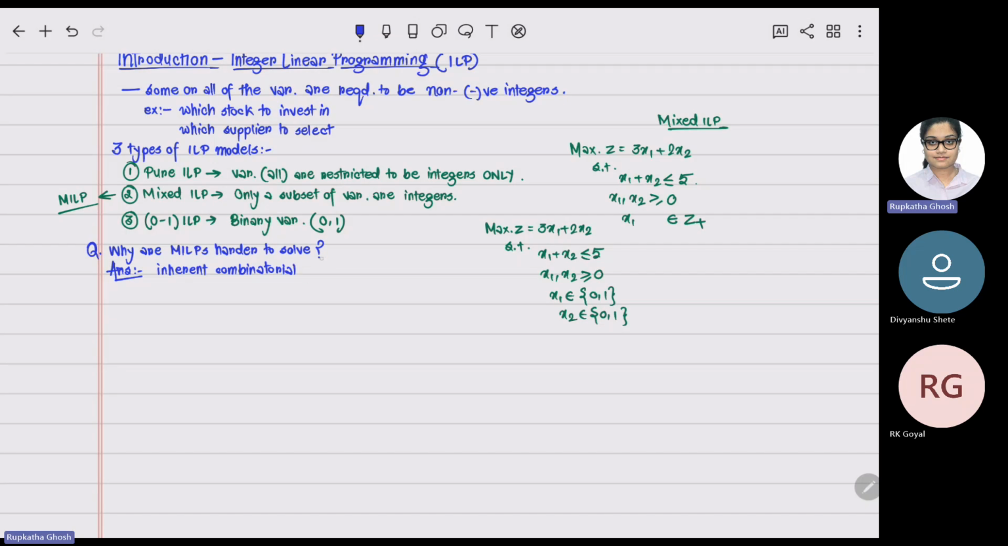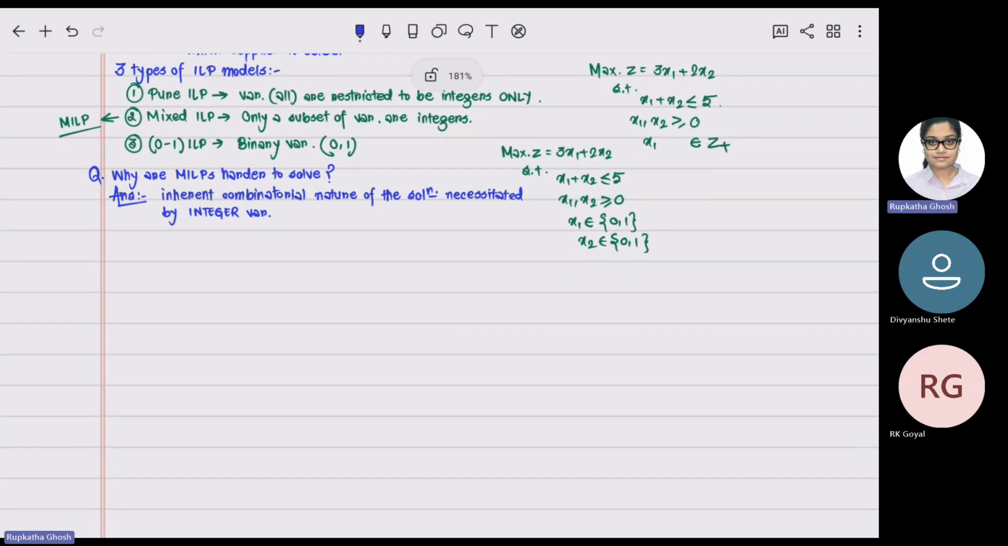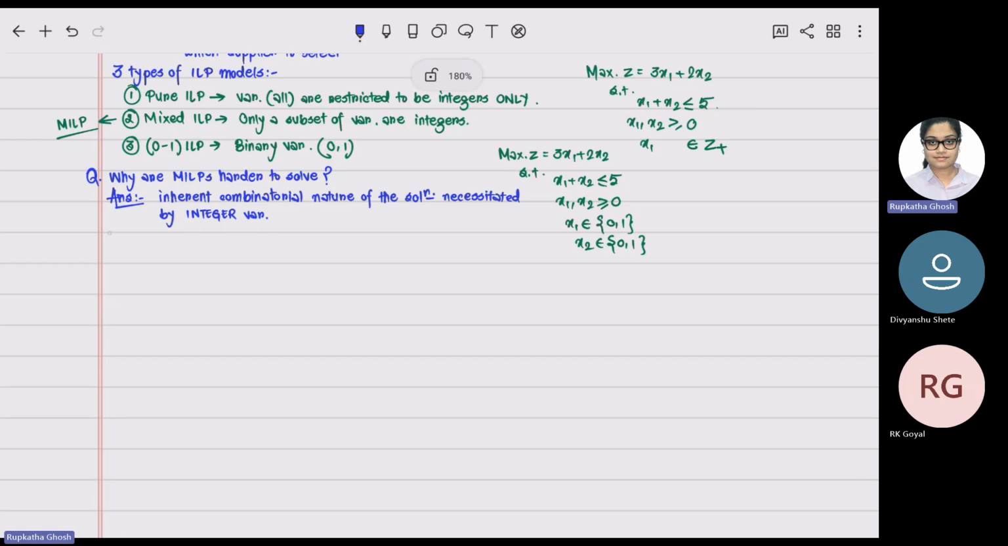Because of the inherent combinatorial nature of the solution approaches, which are necessitated by integer variables, that makes MILPs pretty hard to solve. Even if you have a solution space, you cannot simply take a solution from there. You have to ensure that it is also an integer.